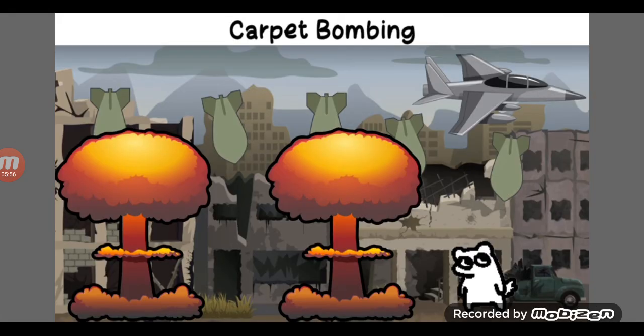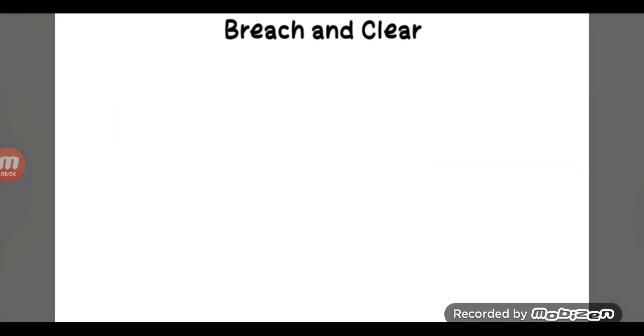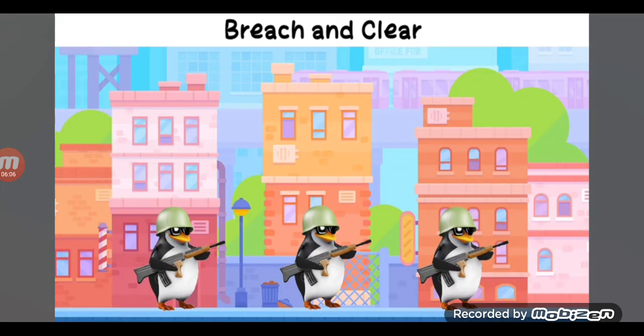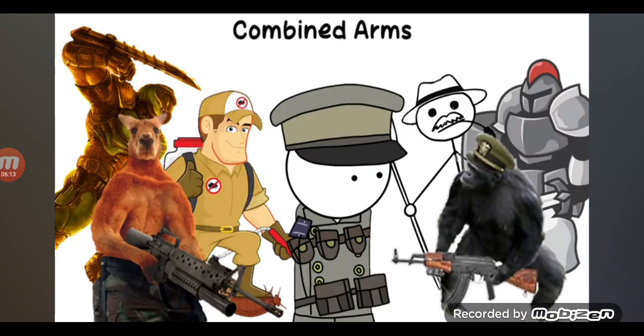Carpet bombing, an area bombing strategy without precision targeting. Forward defense, a defensive strategy to stop the enemy far from vital areas. Breach and clear, a tactic used in urban or enclosed environments to clear areas room by room. Combined arms, integrating different branches of the military to maximize their respective strengths.